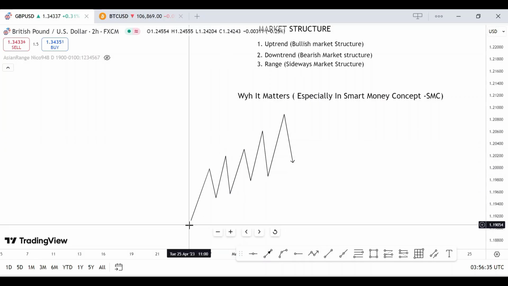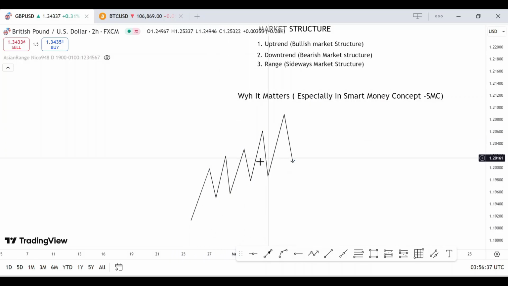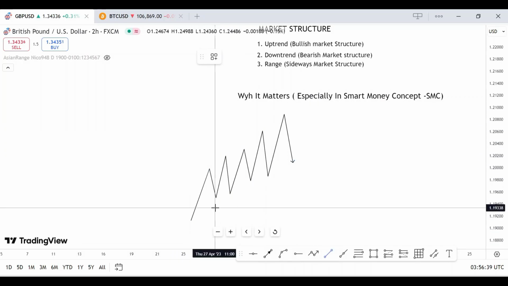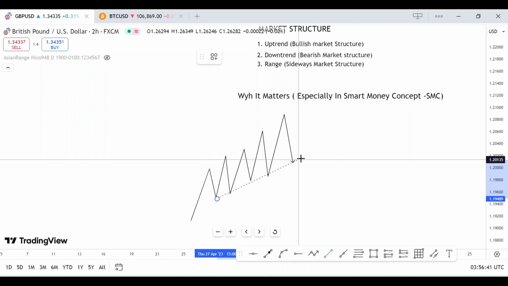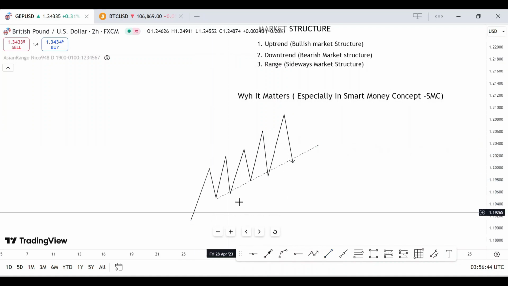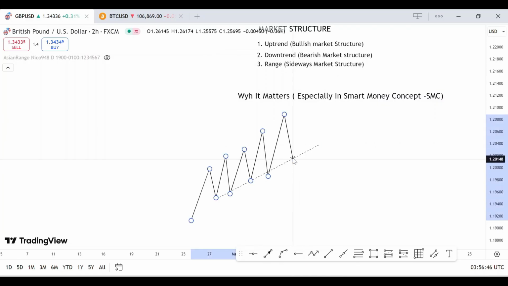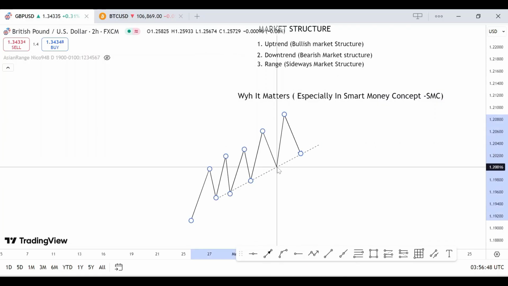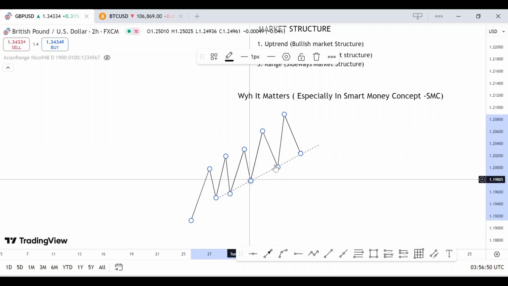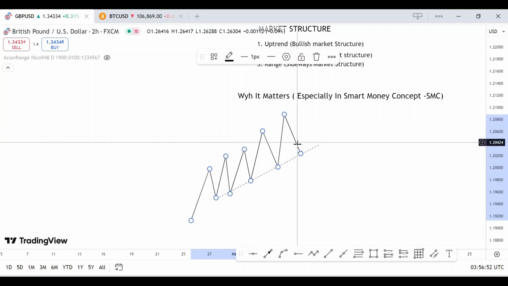You can clearly see that this is moving up. If you take your trend line and draw it, you can clearly see that it's heading to the upside. So this is a perfect example of an uptrend. Don't worry, we'll be showing you a live chart example of this.